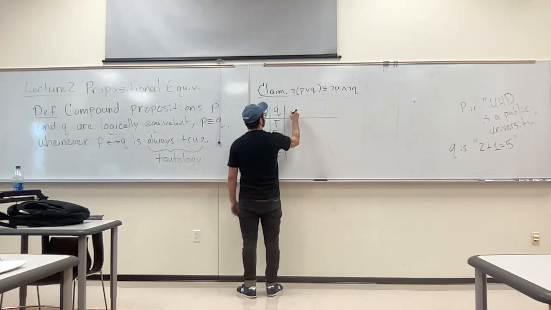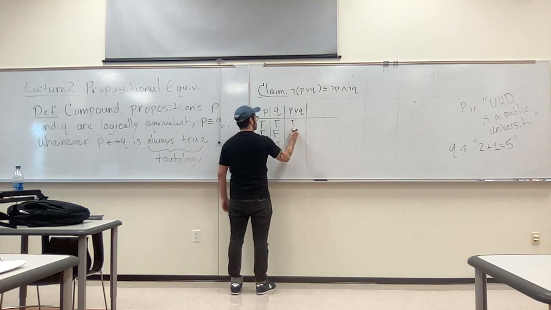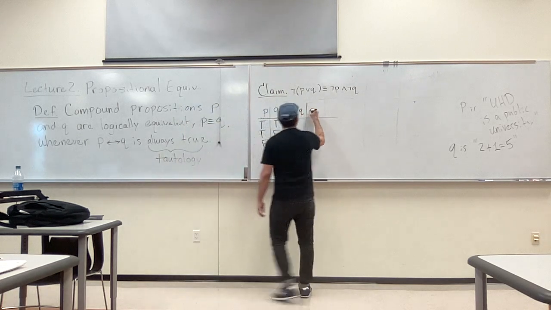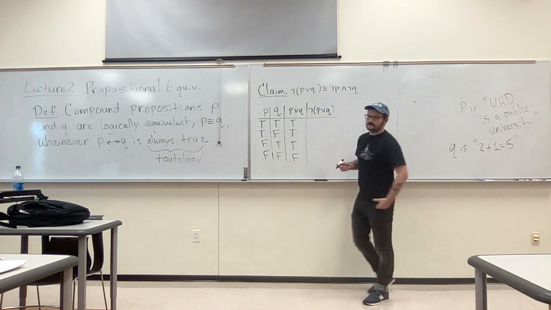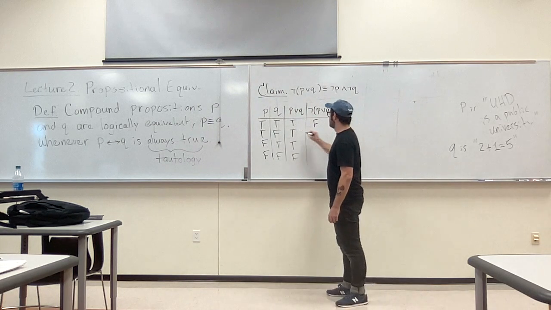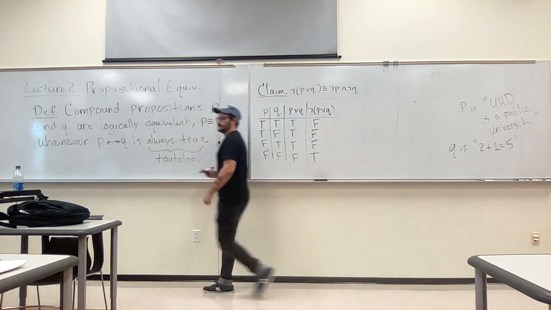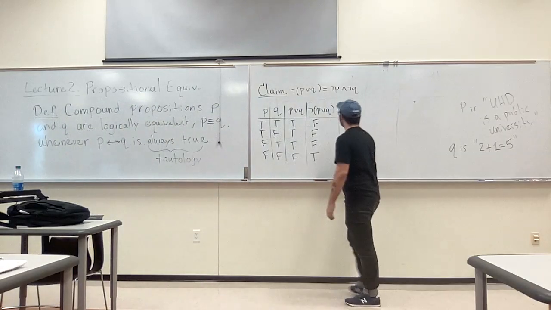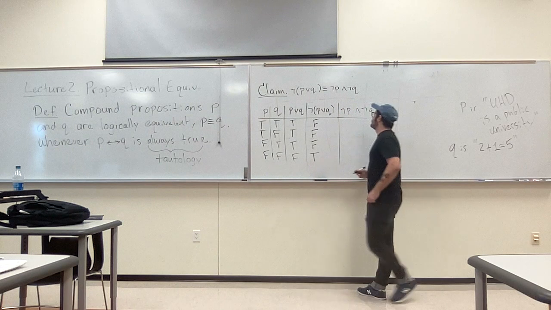So first we should probably do P or Q. So true, true, true, false. And now we're going to look at the negation of it. As I mentioned, the negation always has the opposite truth value. So we just convert that to false, false, false, true. Okay, so we know all the possible values for that. So now let's look at the other side. Not P and not Q.